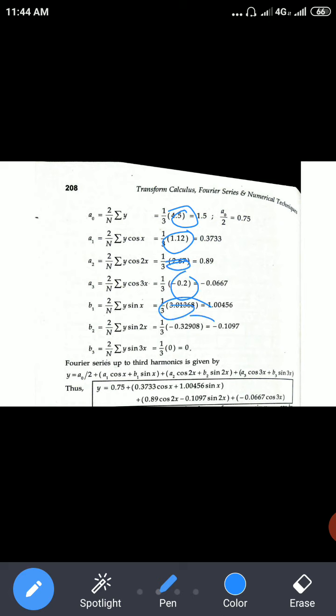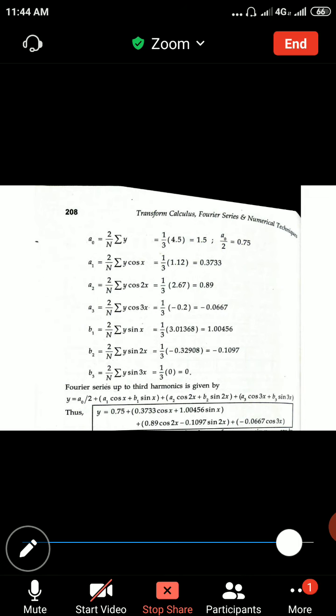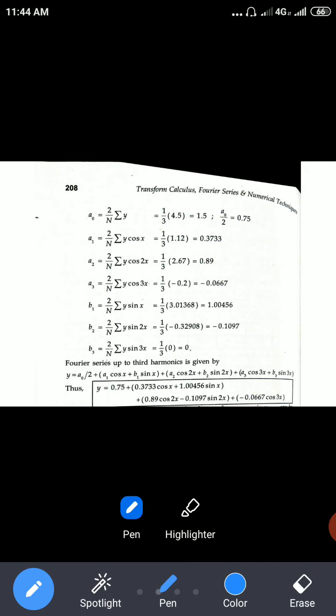y = sin 2x, y = sin 2x, y = sin 3x. So just substitute using your calculator, write the answers, and everything you can write here. So that is a naught by 2, a1 cos x plus b1 sin x, a2 cos 2x plus b2 sin 2x plus a3 cos 3x plus b3 sin 3x.